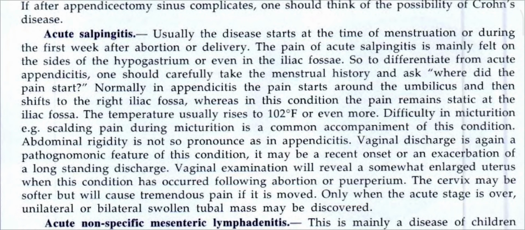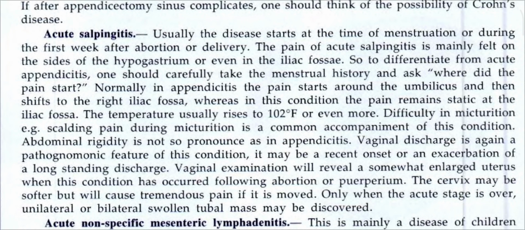The temperature usually rises to 102 degrees Fahrenheit or even more. Difficulty in micturition, for example scalding pain during micturition, is a common accompaniment of the condition. Abdominal rigidity is also not so pronounced as in appendicitis. Vaginal discharge is again a pathognomonic feature of this condition. It may be of recent onset or an exacerbation of a long-standing discharge.